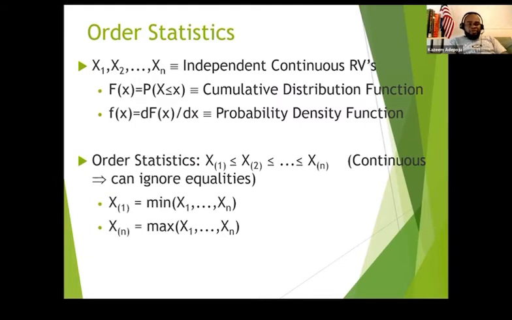But what if we have X1, X2 up to Xn, which are independent, and of course we know their probability density function and the cumulative distribution function, the CDF, and the X1 up to Xn have not been arranged, whether in ascending order or descending order.